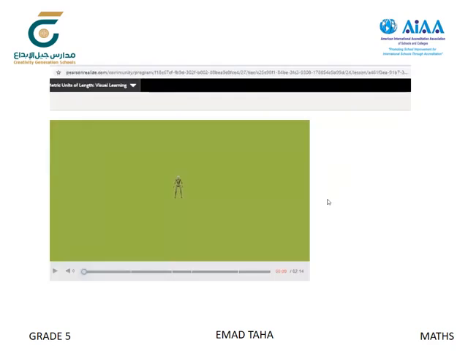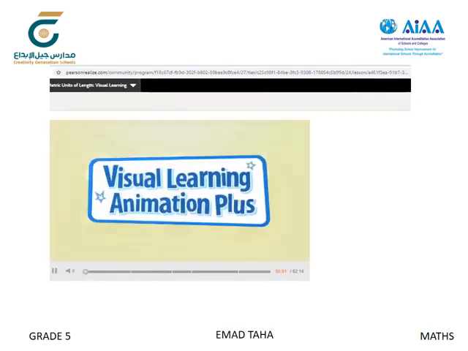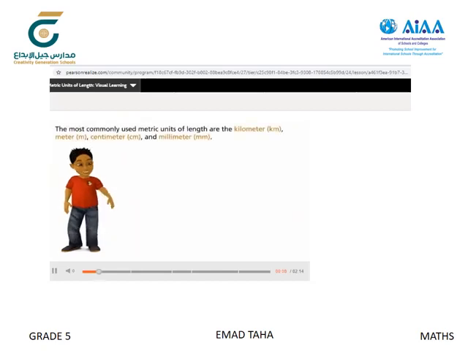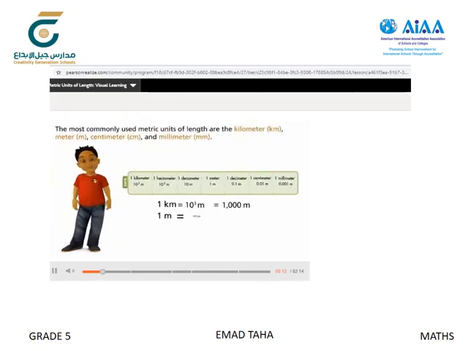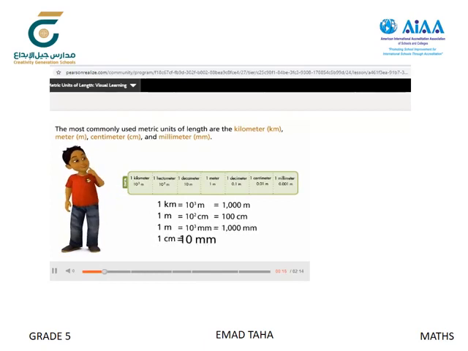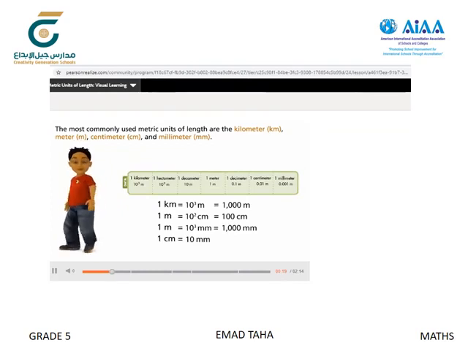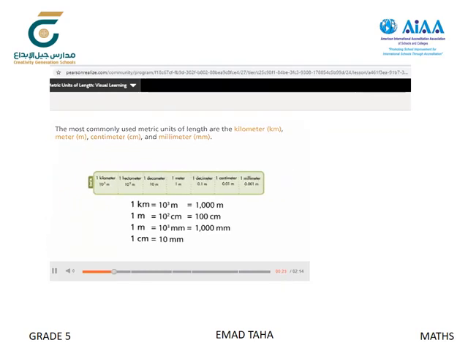Now we watch another video for more understanding. Please listen and look carefully. How do you convert metric units of length? Think about this question during the lesson. The most commonly used metric units of length are the kilometer, meter, centimeter, and millimeter. Every metric unit is 10 times as great as the next smaller unit.